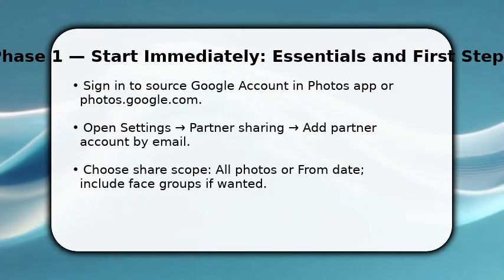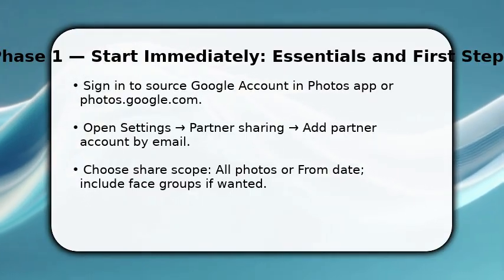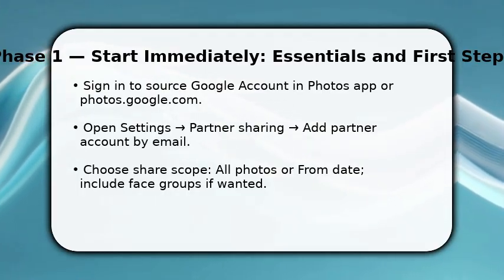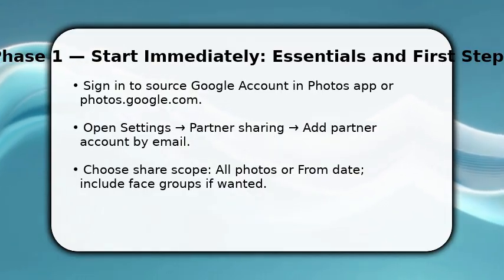You begin inside the source Google Photos. Open Settings and tap Partner Sharing, then add the other account's email. Choose whether to share all photos or only from a specific date and decide if face groups should be included. Do this now so the connection is established.